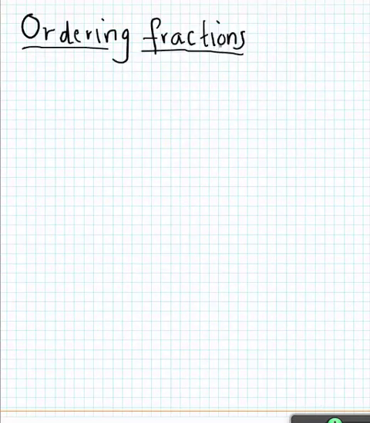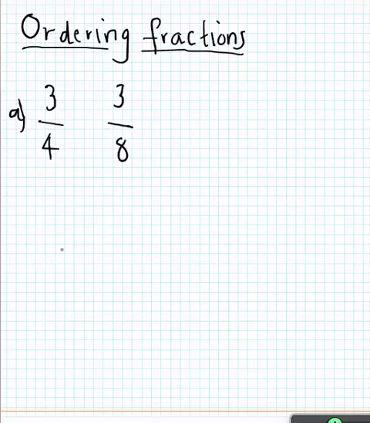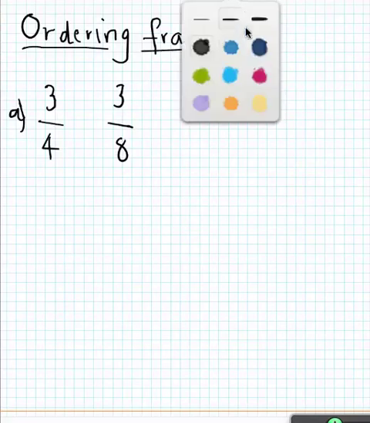Now, our last topic for this session is ordering fractions. Ordering fractions is pretty straightforward, and this is where you have to have the same denominator to see which fraction is bigger and which one is smaller. So for example, if I have 3 quarters, so 3 over 4, and then I have 3 eighths. Right now I can't order these because they have different denominators. So what I have to do is make the denominators the same.